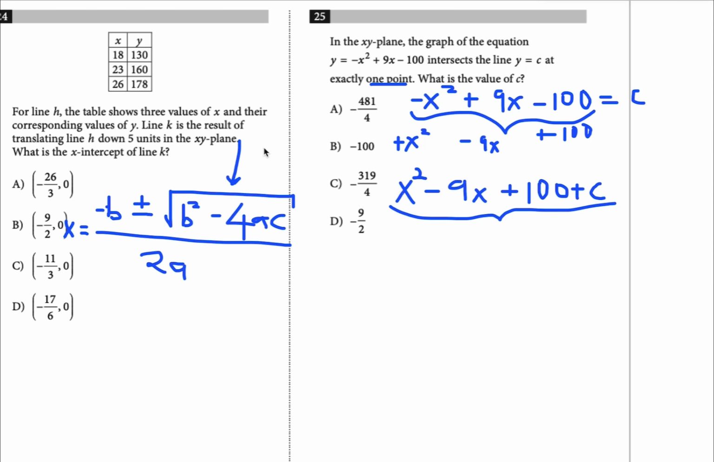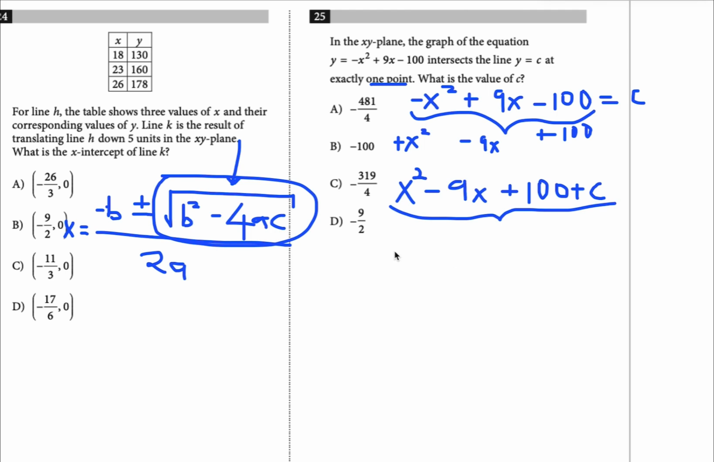So this is the situation we have here, where the question says that the graph of the equation y equals negative x squared plus 9x minus 100 intersects the line y equals c at exactly 1 point. So we're dealing with a case where the discriminant has to be 0 because it is exactly 1 point. So we need to set this discriminant equal to 0 and then solve for c. That's what we're going to do.